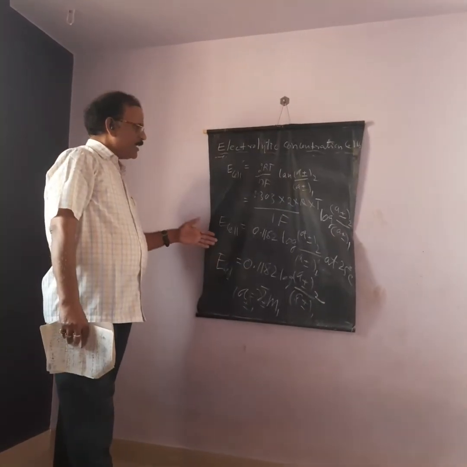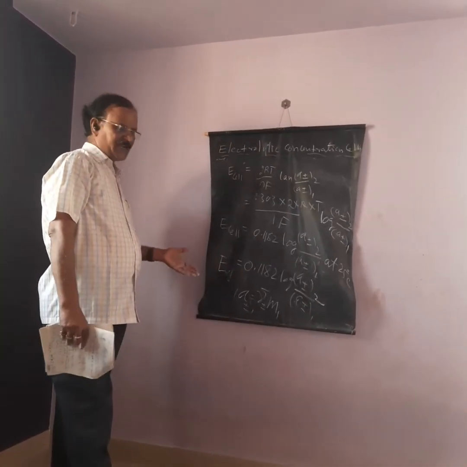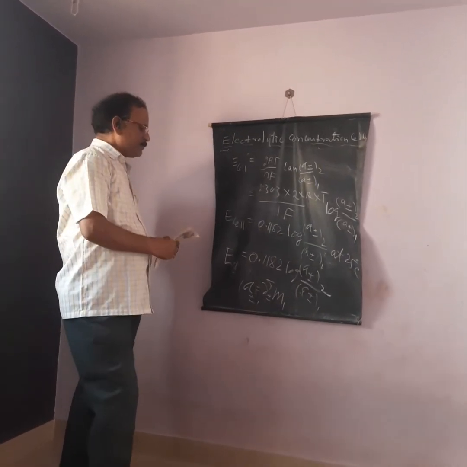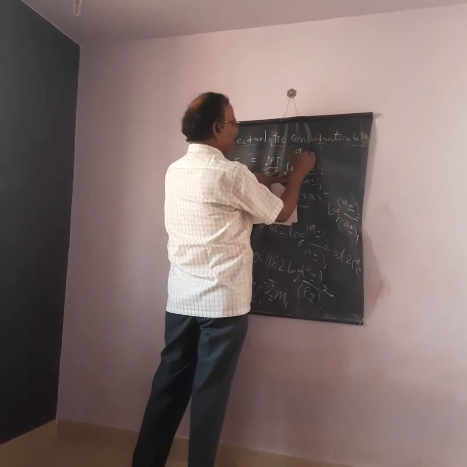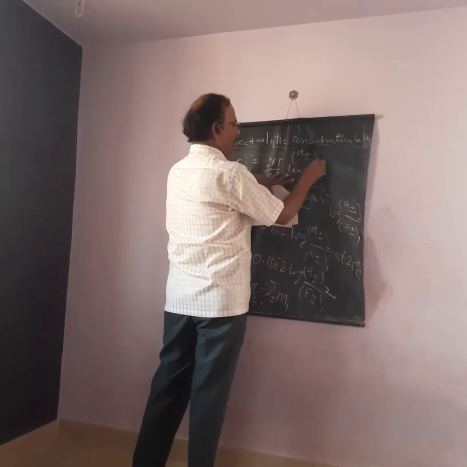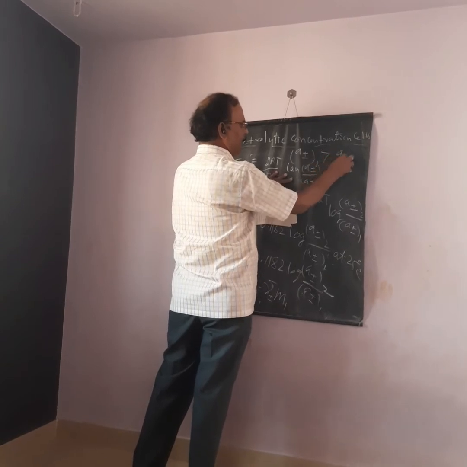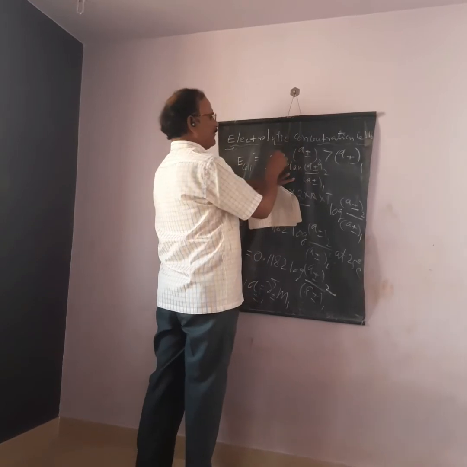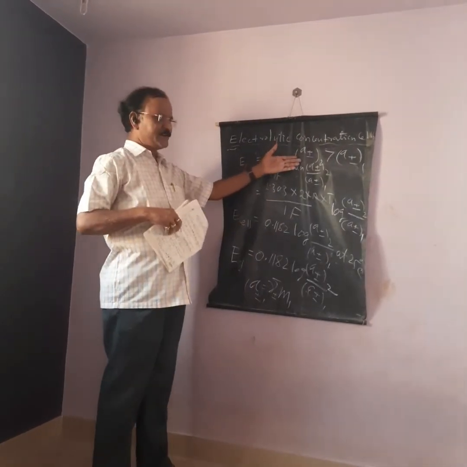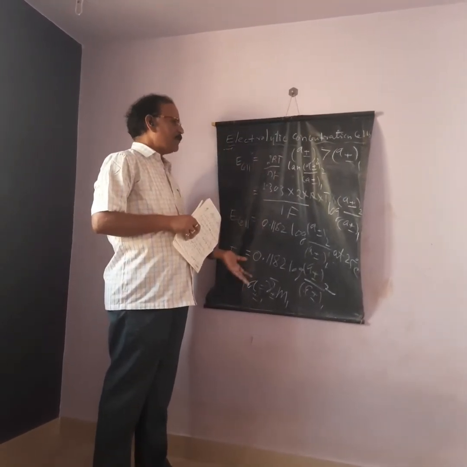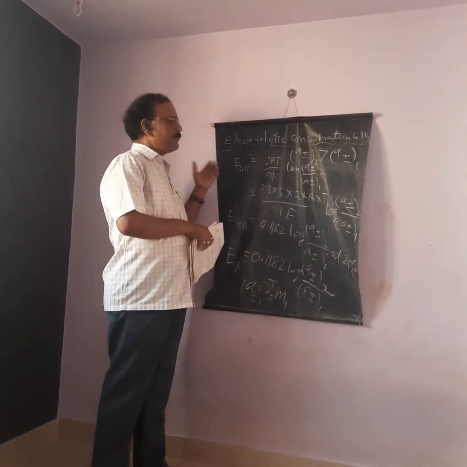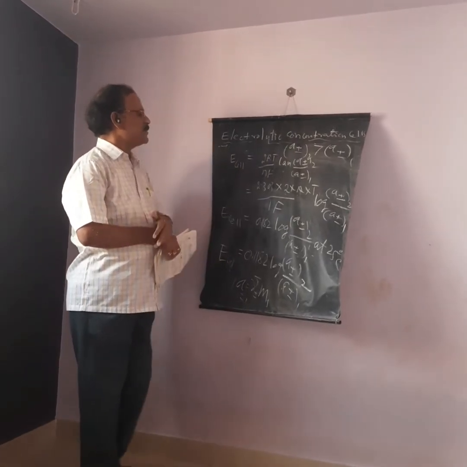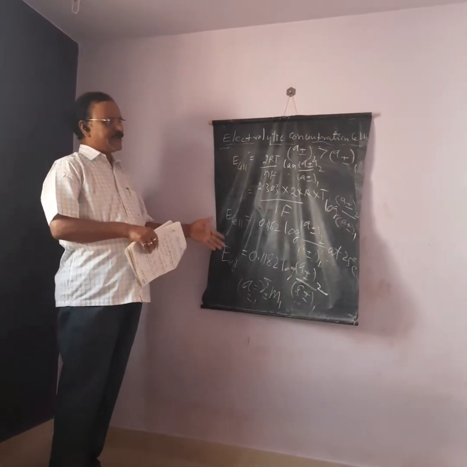And here the EMF should be positive, because for the spontaneous reaction to occur, A plus or minus 2 must be greater than A plus or minus 1. Then only is the EMF positive. So this is the condition. EMF is positive means the chemical reaction is taking place, that is, delta G is negative. So this is the electrolytic concentration cell.